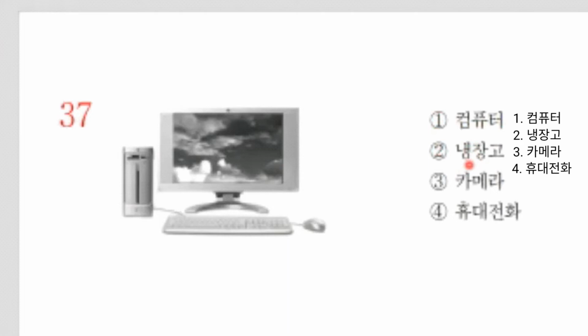냉장고. 냉장고, it means refrigerator. Okay, and number 3 is camera. Camera, okay, it's not camera. And number 4 is 휴대전화. 휴대전화. May kwento ako sa inyo guys about this word.